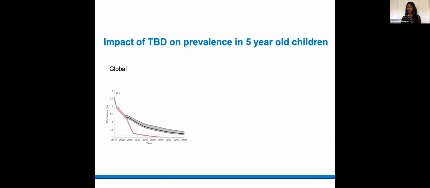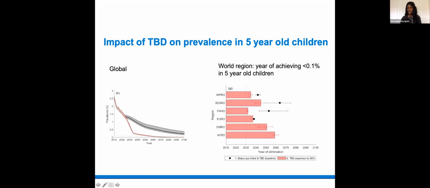Then what would the impact of timely birth dose be on prevalence in 5-year-old children? Now, historically, there was the 90% reduction in incidence, but of course, 90% reduction is very difficult to measure. So WHO are talking about an absolute target of 0.1% prevalence in 5-year-olds. And what we can see is that globally, the 90% scale up, which is the red line, compared to the status quo, would get us quite far, nearly all the way to 0.1%, but not by 2030.